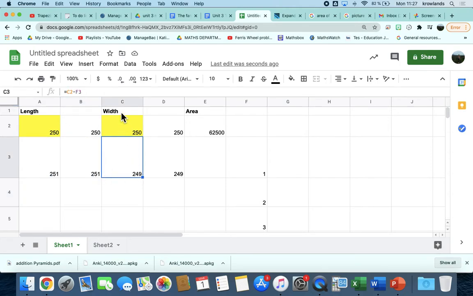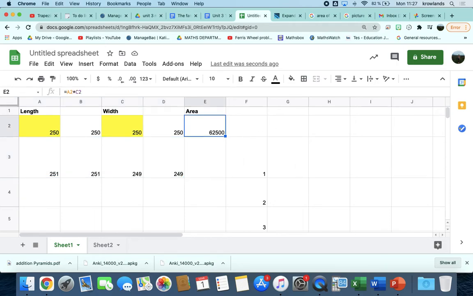Now we need to do the same to this. We need to write down equals C2, which is the cell above, the one we're comparing it to, and instead of adding 1, we're going to minus 1. So this is C2 minus F3. And then last but not least, we want this D cell to be equal to this C3 cell. So we have our new rectangle.